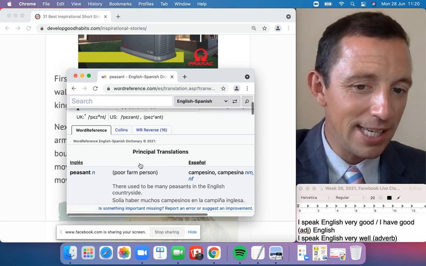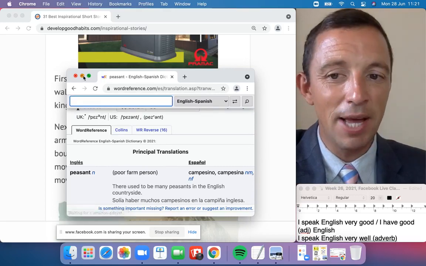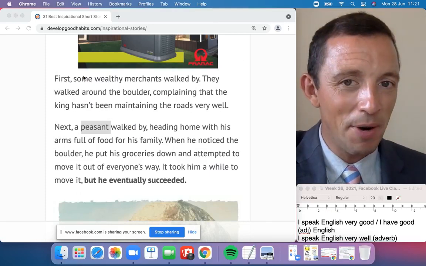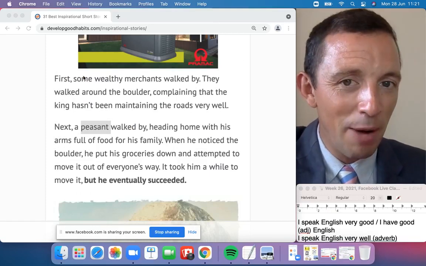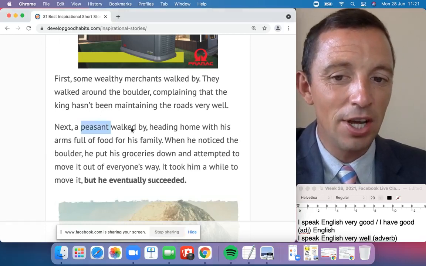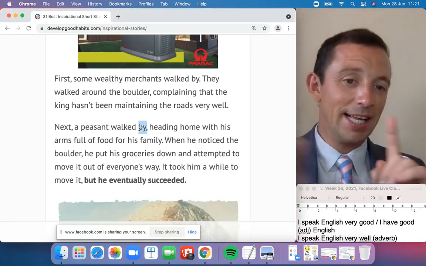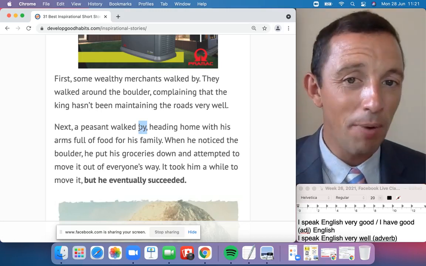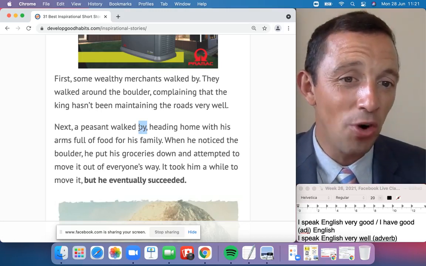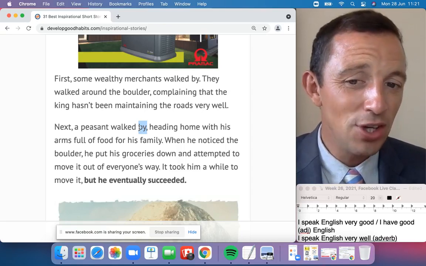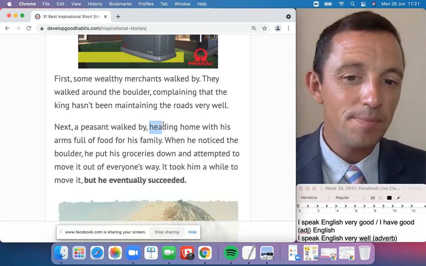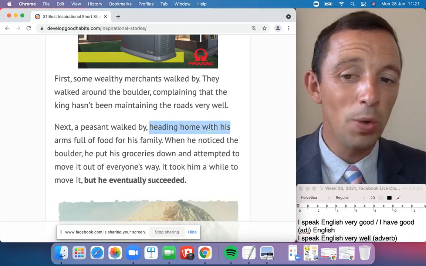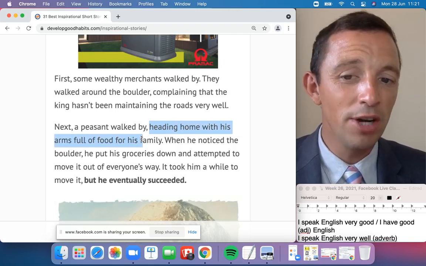Campesino, campesina. Okay, so a peasant is maybe the typical person, considered an ordinary person, I suppose, but just for vocabulary, it's the translation. Again, walked by, and again, by is like here, beside or past. So to walk by or to walk past is maybe to ignore you or even just to pass you. Heading home. This is definitely very interesting. So heading home with his arms full of food for his family.